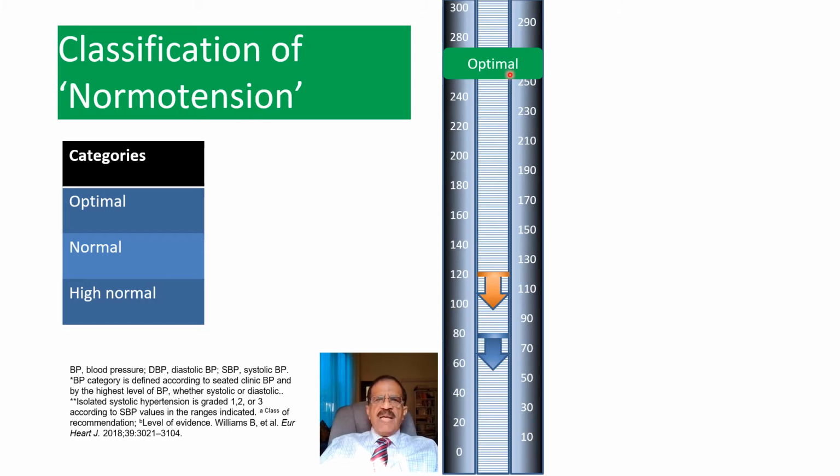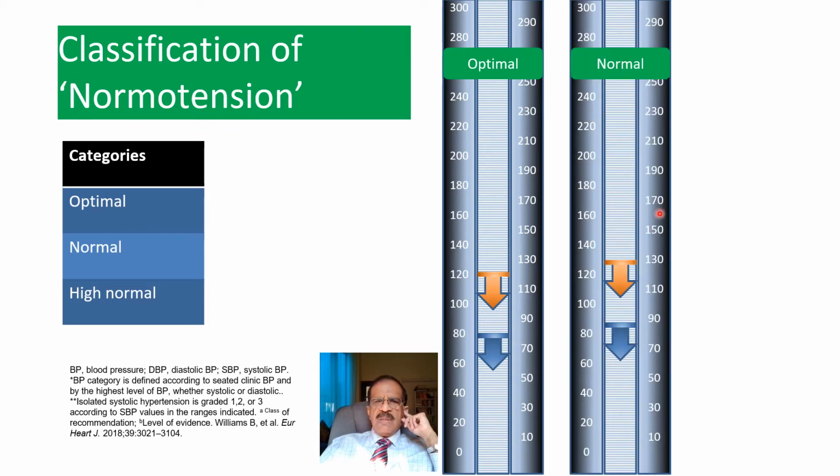Now, optimal is if your blood pressure is recorded properly with a calibrated apparatus with 5 minutes rest, and if your systolic is less than 120, diastolic is less than 80, both systolic and diastolic are below these numbers, then your blood pressure is optimal. This is the best blood pressure to have.